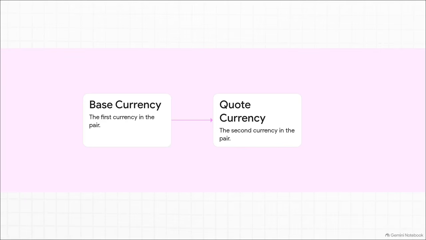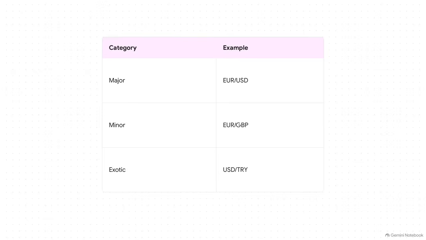Now, don't make the mistake of treating all pairs equally. They are classified based entirely on liquidity and the size of the underlying economies. Major pairs, like Euro USD, always include the US dollar. They have the absolute highest volume and lowest transaction costs.